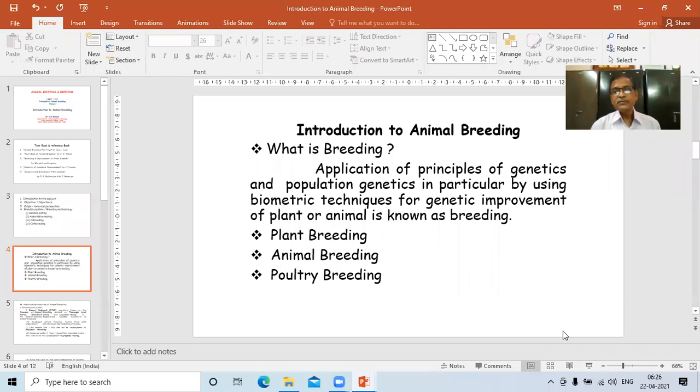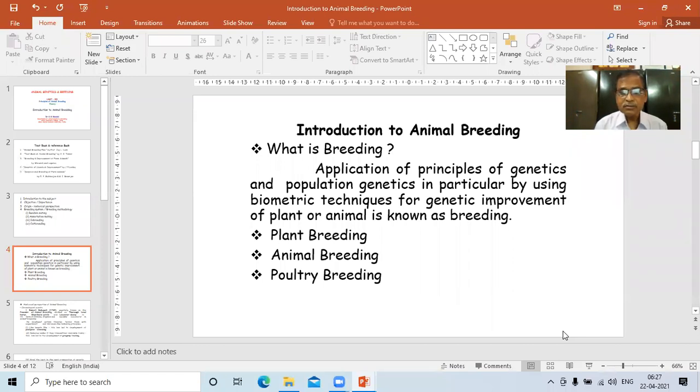Then what is in the principles of genetics and population genetics? Sorry, you have learned the principles. That is how the major genes work, how the minor genes work, how they control the inheritance of the trait. Next, in population genetics, how the gene frequency and genotypic frequency are changing. What is gene frequency and genotypic frequency, and what are the forces responsible for changing the gene frequency? Selection is the major factor which is responsible for changing the gene frequency.